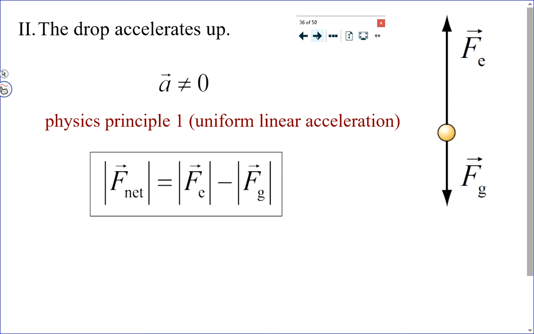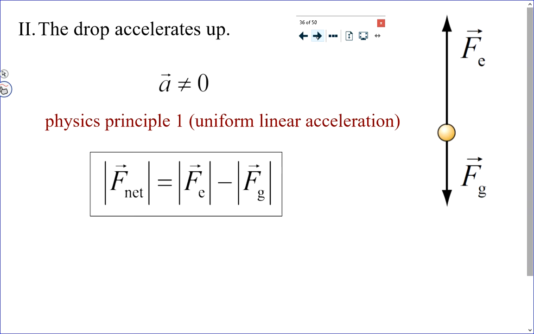When you find a net force in physics, you add the forces. But forces are vectors, so there is a very special way in which you add forces. If the forces that you're adding are in opposite directions, which they are in this situation, then you add the forces by subtracting the magnitudes. You take the magnitude of the greater force, which would be the electric force, and subtract the magnitude of the lesser force, which would be the gravitational force's magnitude.